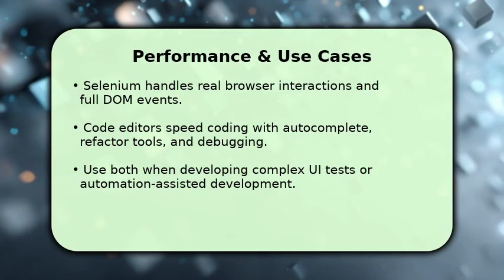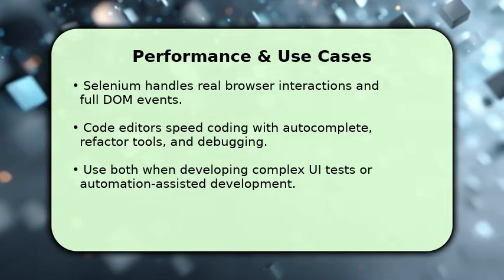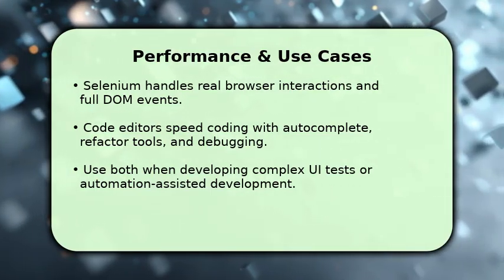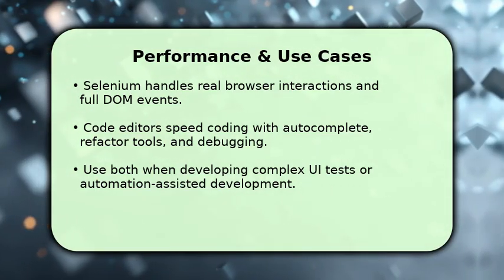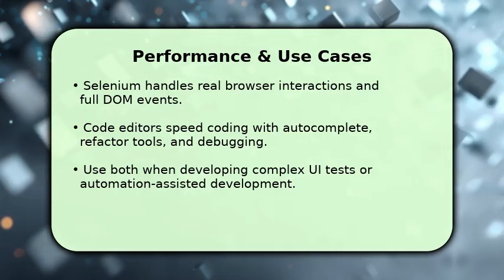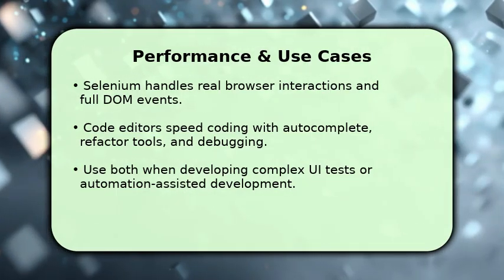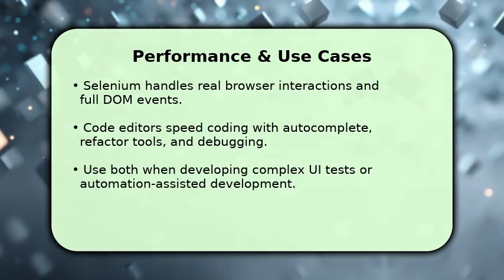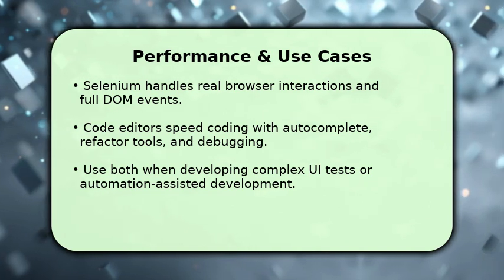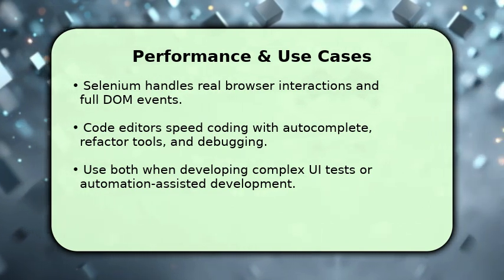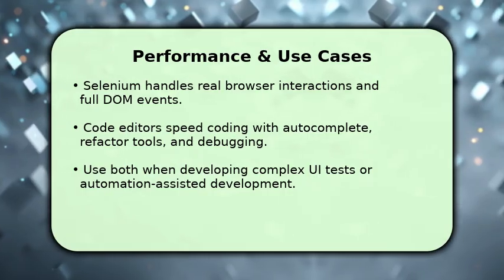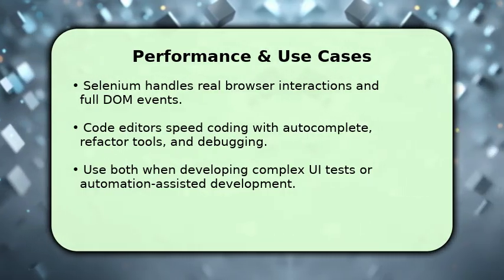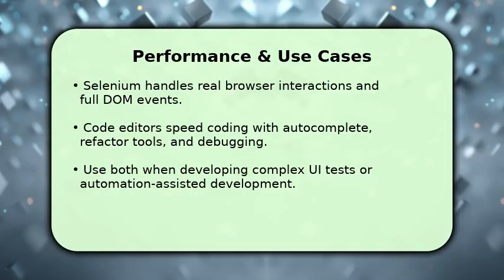Performance matters in different ways for these tools, so I compare responsiveness, resource use, and maintenance overhead. I will explain when real browser automation is essential and when editor features speed implementation. Expect real-world recommendations for web testing, scraping, and developer productivity. I will also discuss trade-offs like flakiness, parallel runs, and how editor integrations can reduce context switching during automation projects.